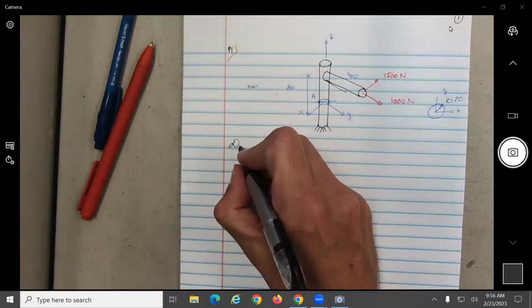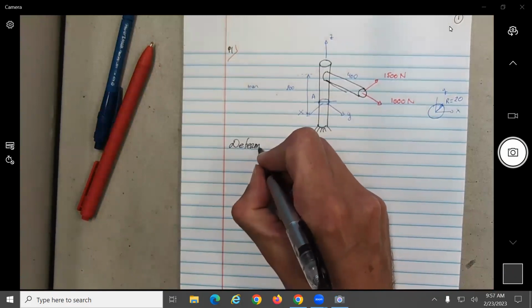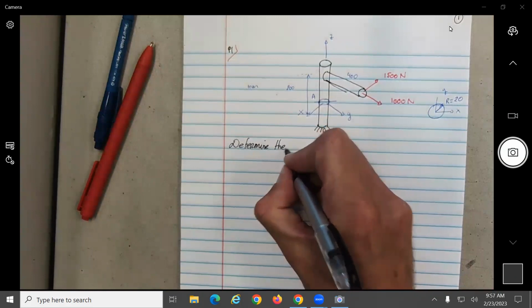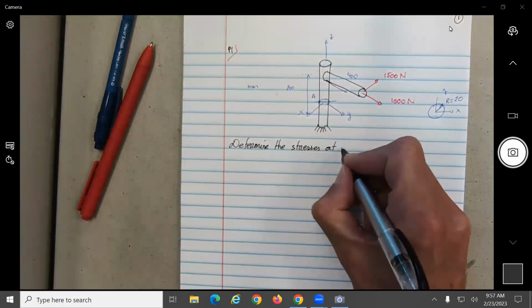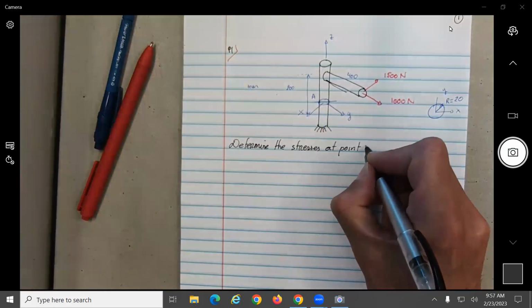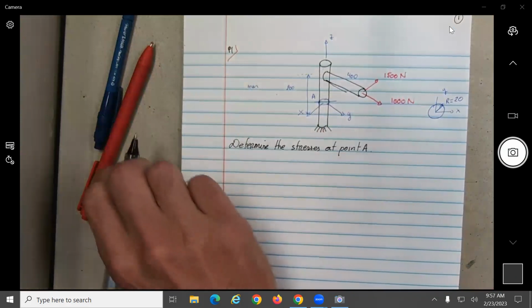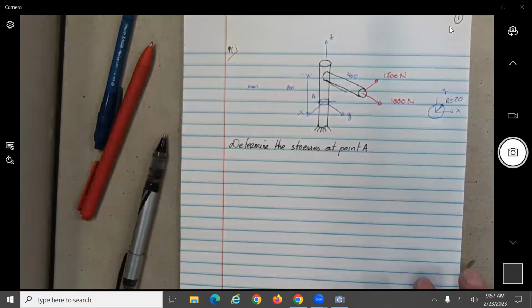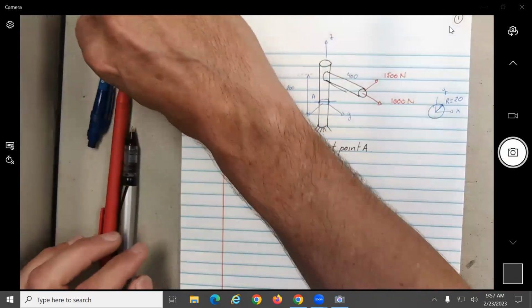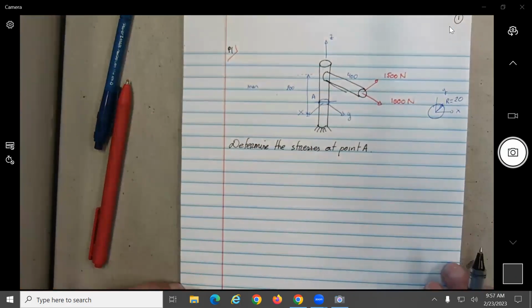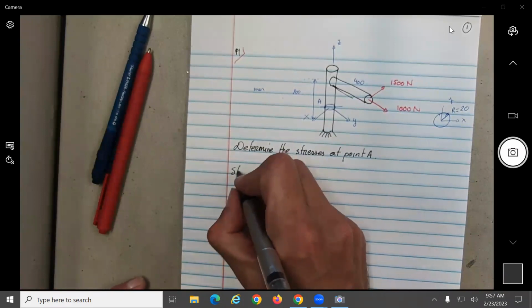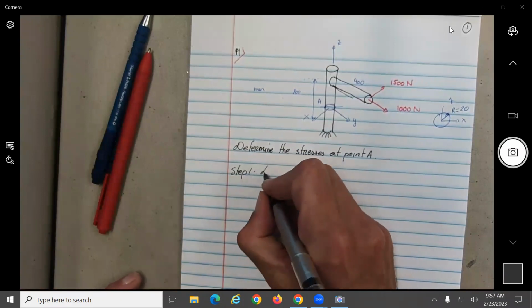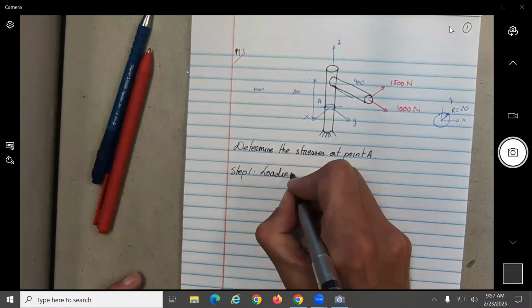Okay, and the question is to determine the stresses at point A. Correct me if I do something wrong, okay, with the data. All right, so on the example we did in class, what is the first step you need to do? Okay, so step one, perfect. Let's look at the loading.